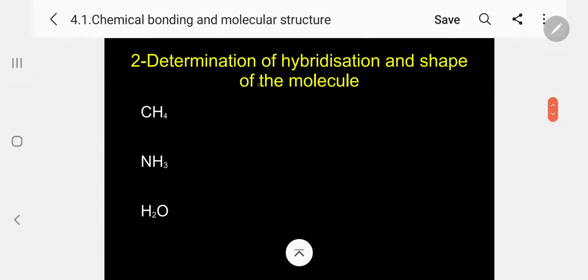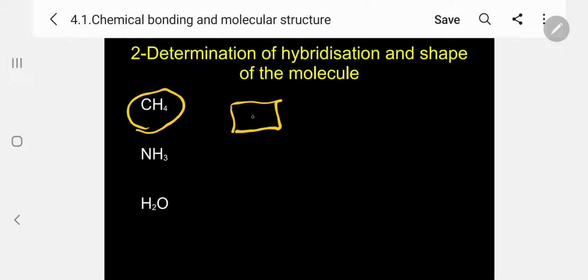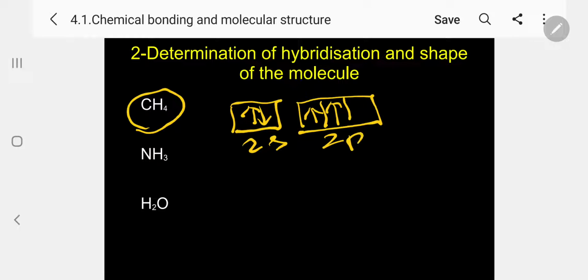The second method is the most important method. Kindly follow. Determination of hybridization and shape of the molecule. You have to take the electronic configuration of the central atom of the molecule in terms of the valence orbitals alone. That is 2s2 2p2, which is carbon. There is no d orbital. So according to this, only 2 orbitals have unpaired electrons.